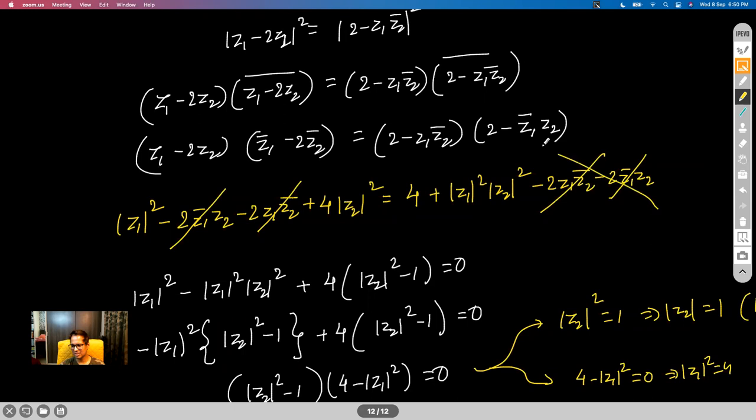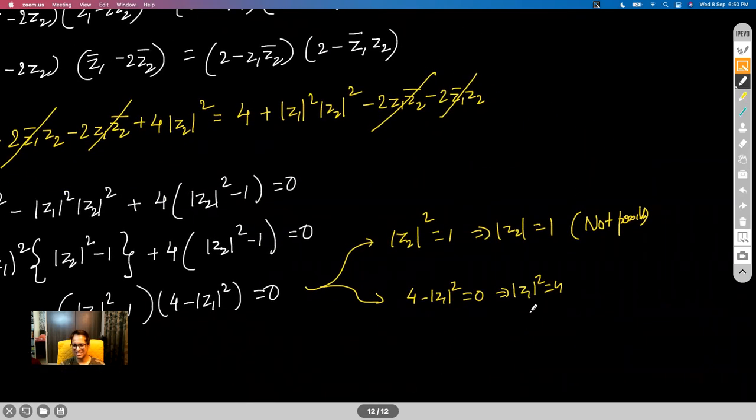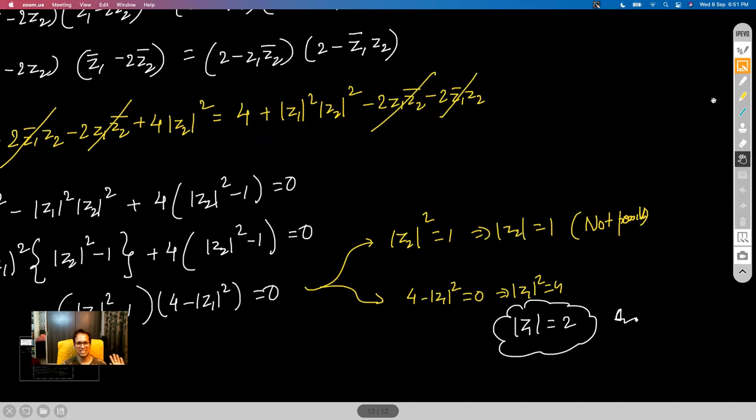In short, mod Z1 is 2. This is what you wanted to find out. This is your answer. And one important thing, in fact, it may sound very trivial. Please do not write plus minus 2 in such cases, because modulus of a complex number cannot be negative 2. Okay, please do not write plus minus 2. It is always positive. Is this fine?